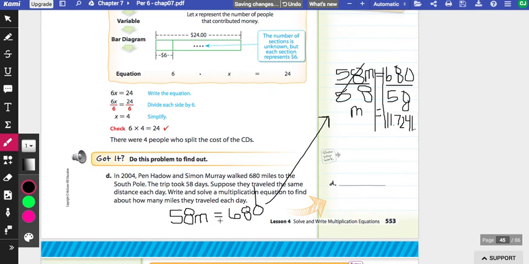So let's take a look back at our question. It says, write and solve a multiplication equation to find about how many miles they traveled each day. So I'm going to round this to the nearest whole mile. Okay, so they walked about, I have 11.7. So that 7 means that I need to make my ones place go up. So m equals about 12 miles a day.